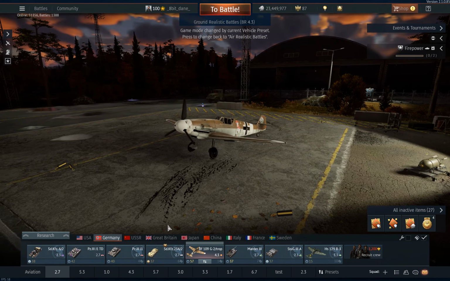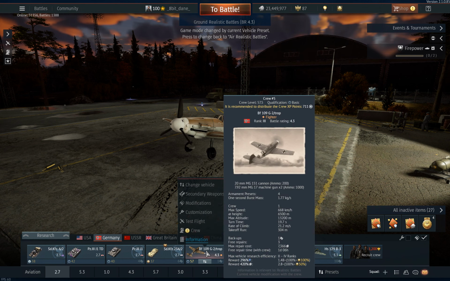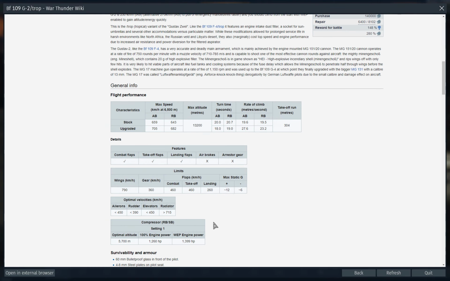Moving on to Germany and the Bf-109G2. The German Bf-109G2 and most Second World War fighters use split flaps. Split flaps are not sitting on the trailing edge of the wing, but are extended from the underside of the wing. And as you can see here, both combat flaps and takeoff flaps have the same breakoff speed of 460 kilometers an hour.